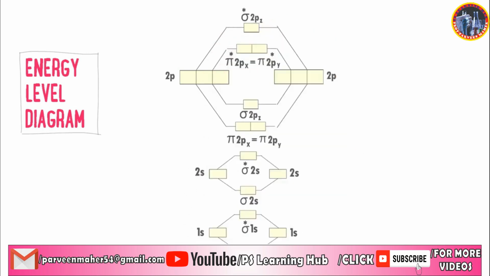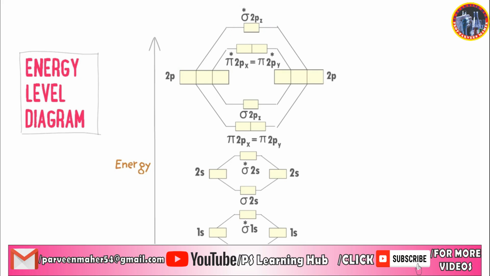Also remember that the sigma 1s bonding molecular orbital has the lowest energy. The 1s atomic orbital has more energy than sigma 1s, while the sigma star 1s anti-bonding molecular orbital has higher energy than the 1s atomic orbital. So the energy increases as you move up, and sigma star 2pz has the highest energy. Thus, using this diagram, we can easily draw the energy level diagram of any molecule.